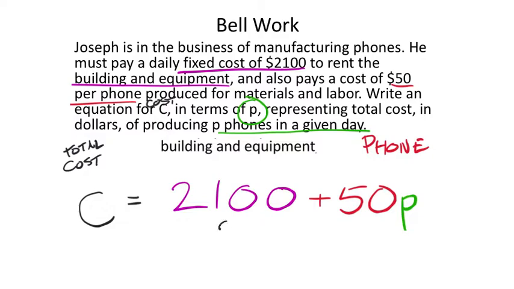Of course, some students prefer to write it where the cost is the slope, 50, times the independent variable, plus the y-intercept. It's exactly the same equation. It's just written in a different order, and that's okay too. But either one of these works.